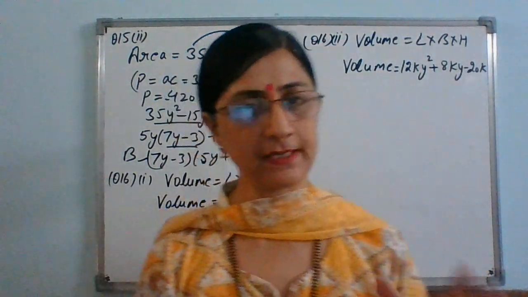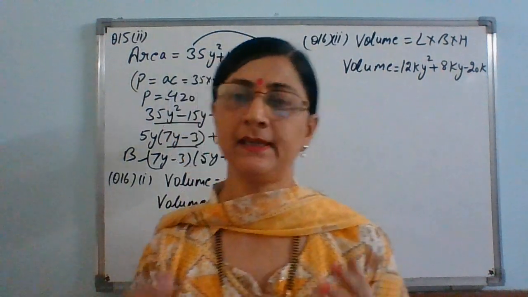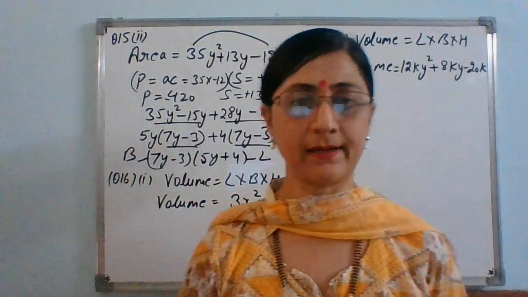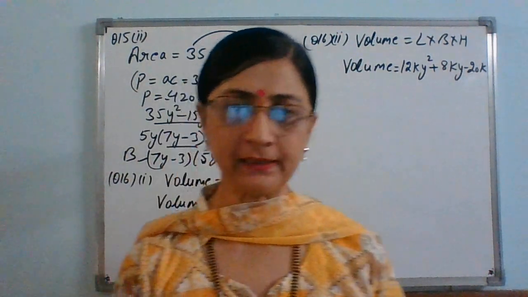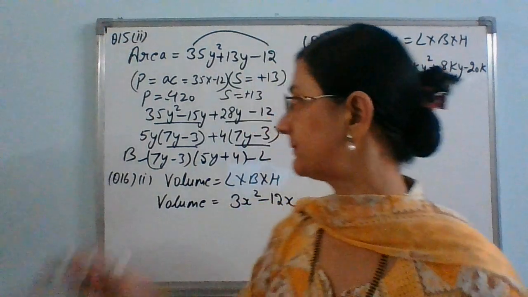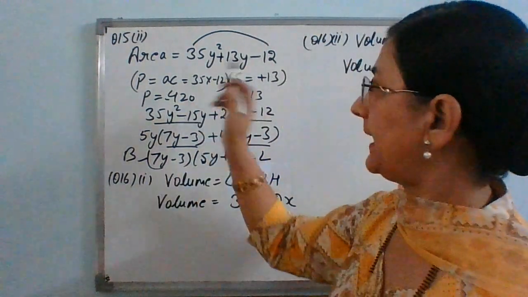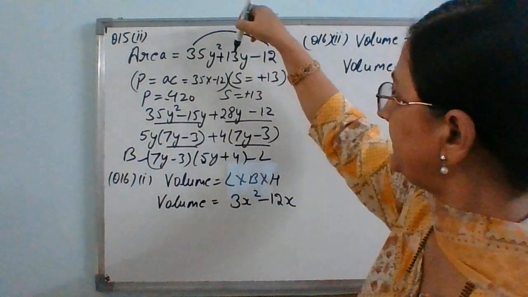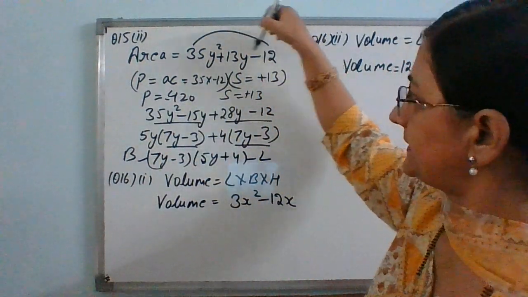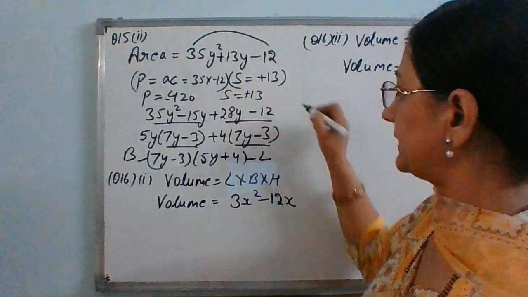So this way we find the expressions for length and breadth if area is given. Area is given, it is a quadratic, so we will have two factors, and quadratic equations can be factorized by splitting the middle term. What is the rule for splitting the middle term? I'm repeating again. First we find the product. What is the product? A, B and C: we multiply A and C. We find the value. This is the sum. Then we find the factors of 420.